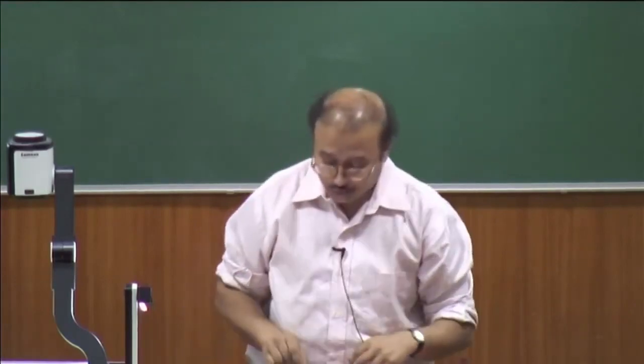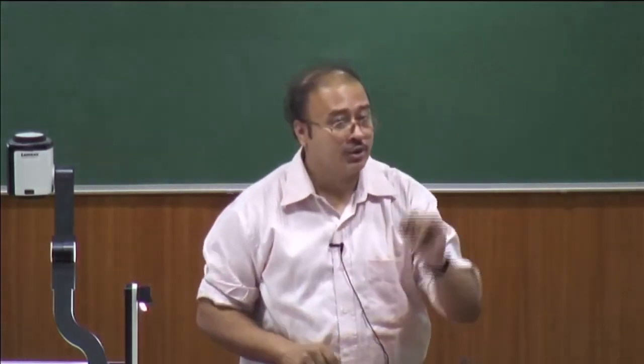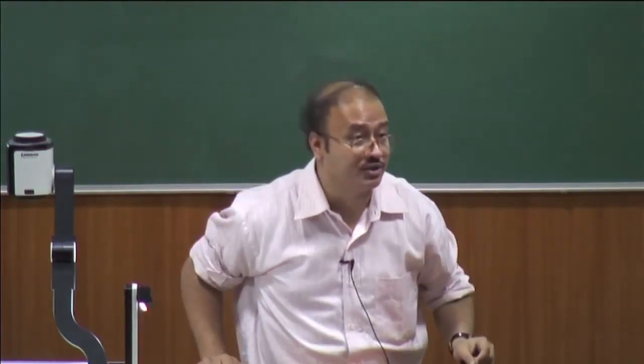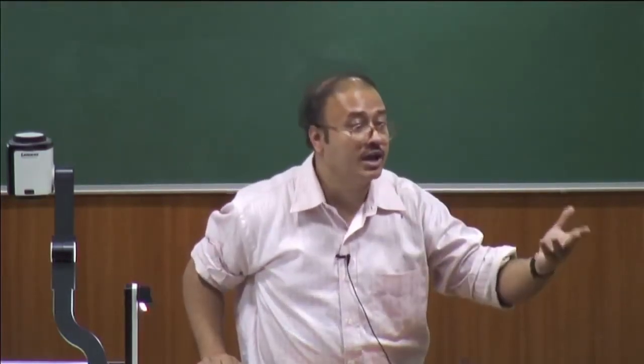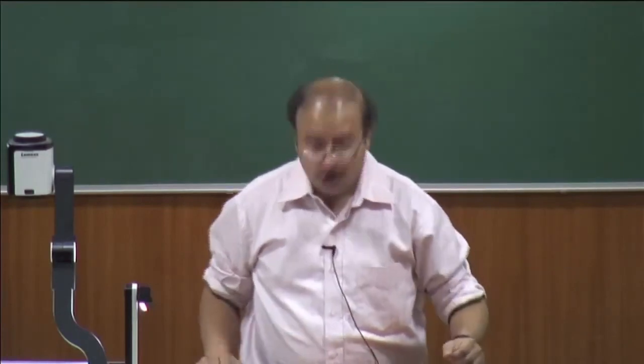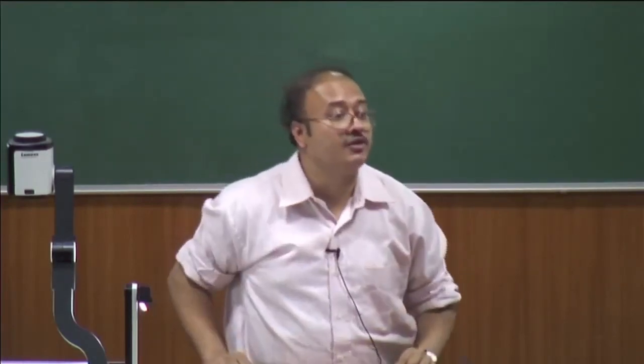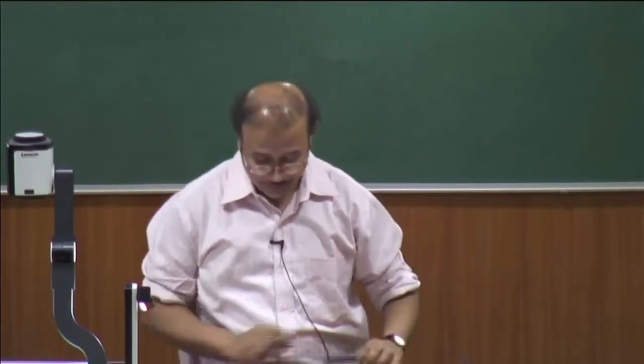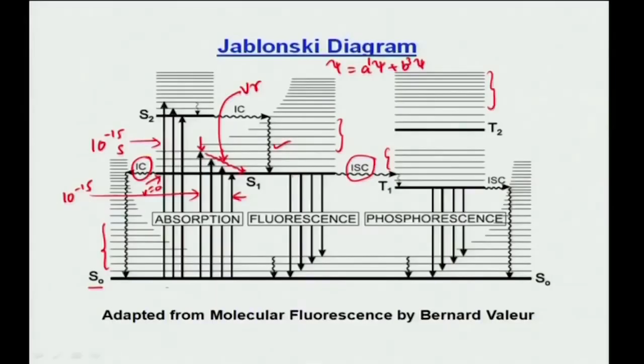Now, two things. Whatever we have talked about, ISC, IC, VR, right? These are all non-radiative processes. That means they do not come with emission of photons, right? So what are the two radiative processes that are left for us? One is fluorescence, the other one is phosphorescence. So fluorescence obviously is from S1 to S0, almost always. Only there are a few cases where you can have fluorescence from S2 to S0. There are very few cases. Okay.